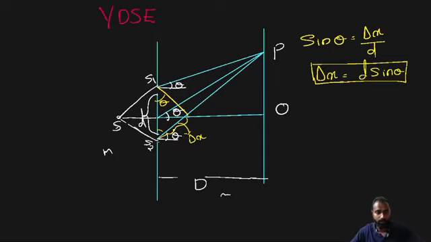Yes, we have seen in the first slide the condition for maxima, or constructive interference, is that this delta x should be... I will take another slide. So the first condition, constructive interference.